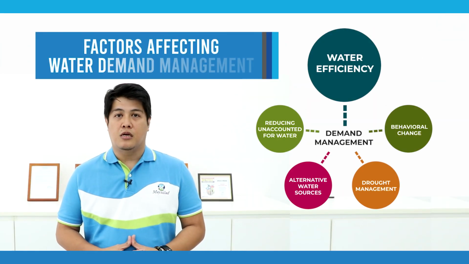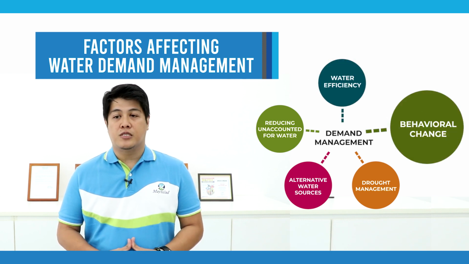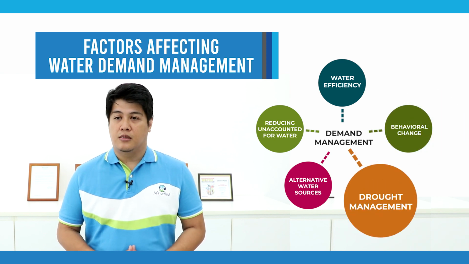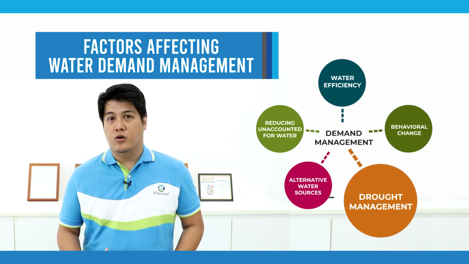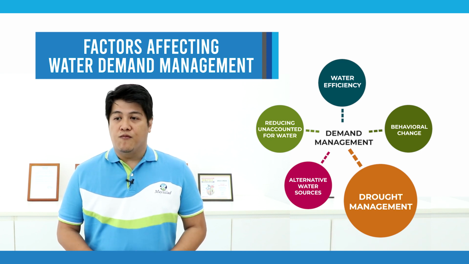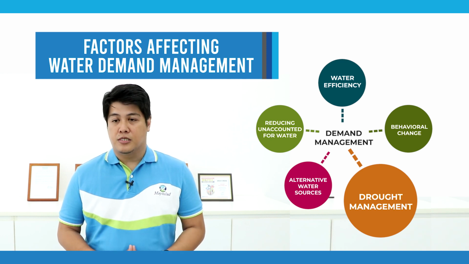So here are the factors affecting water demand management. First is the water efficiency. It is the usage of modern day water saving fixtures. Next is the behavioral change. It covers the behavior of the consumers. Next is the drought management. It is very relevant to water demand management. If you manage your water efficiently, you can save enough water and allocate it to those unserved areas.